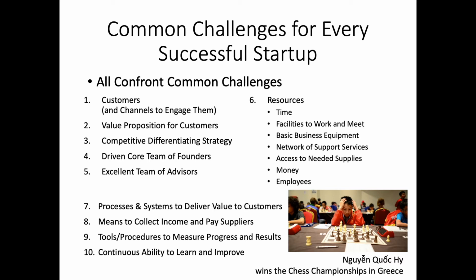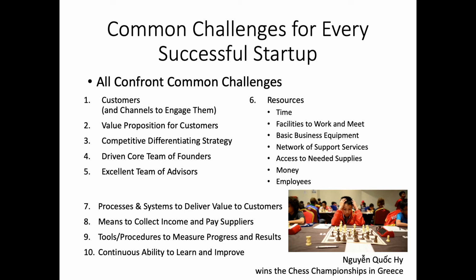Money, obviously an issue. How much money do we need? When do we need it? How are we going to get it? Let's talk about that. Employees. What kind of employees do we need? What skills? What background? How many do we need? How much are we going to pay them? What are we going to do to help them grow through training? What kind of benefits are we going to provide? On and on.